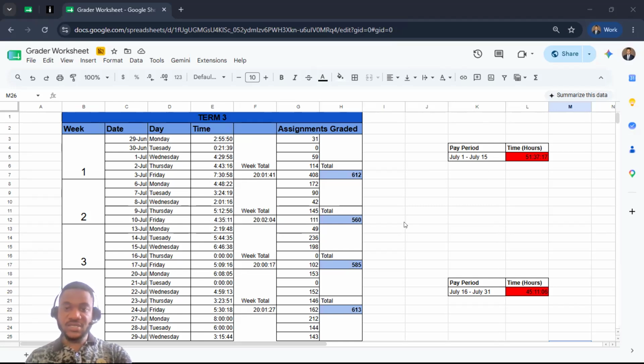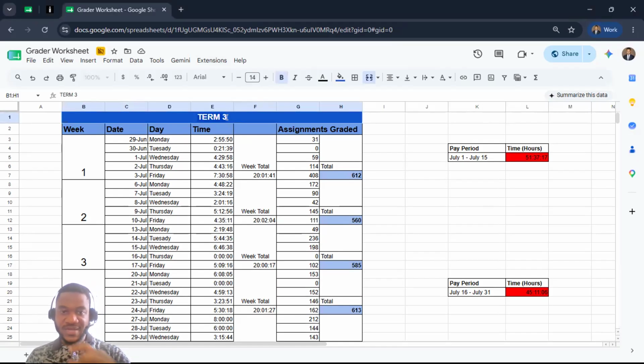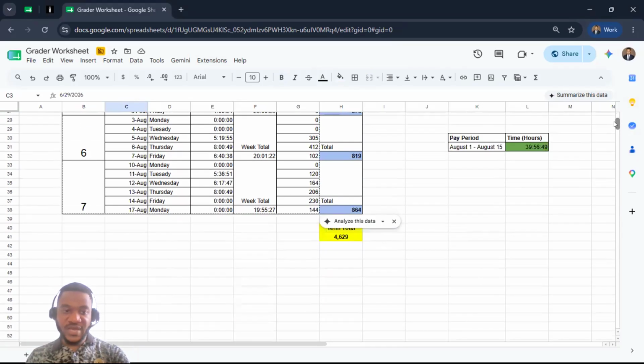These are my numbers for last term. As you can see up here, it says week term 3, so this was from last term. The only thing that I changed here is the date. I changed it to this term's date. The term started on June 27th, and the term will be ending on August 14th, which is Friday of week 7.